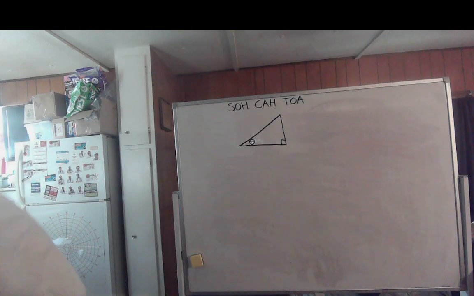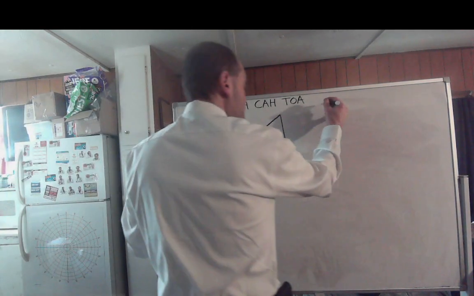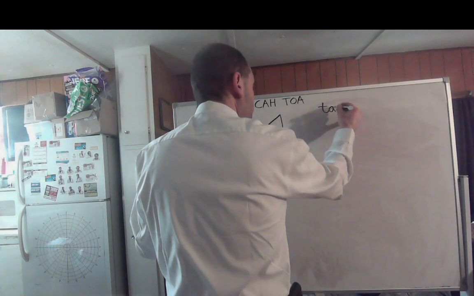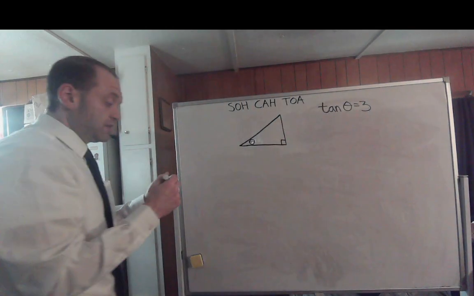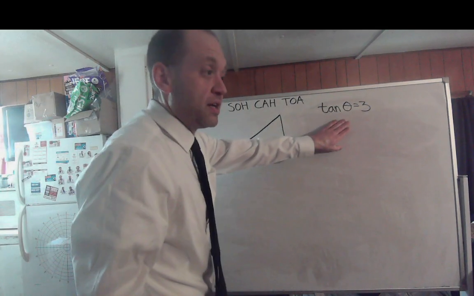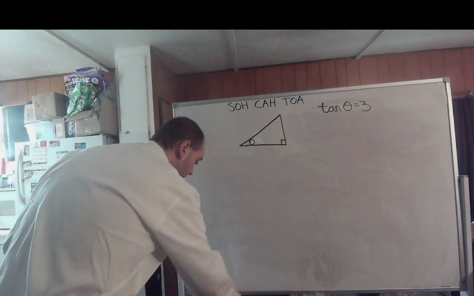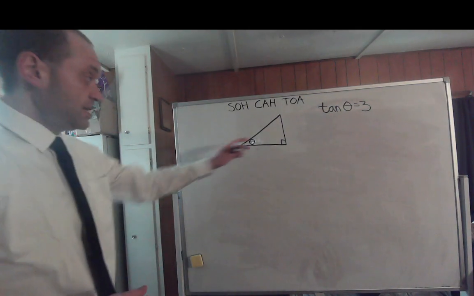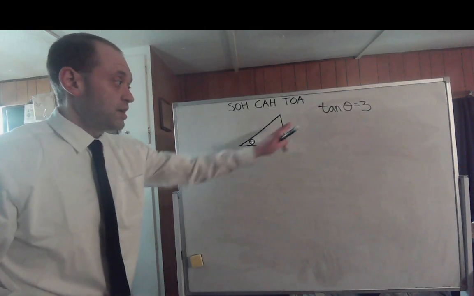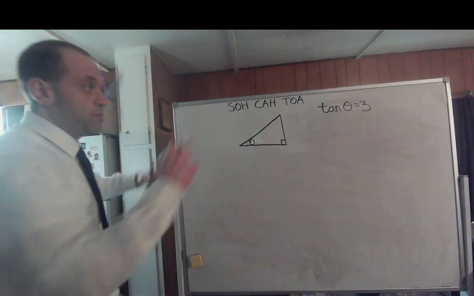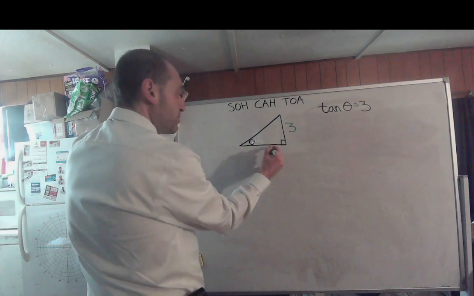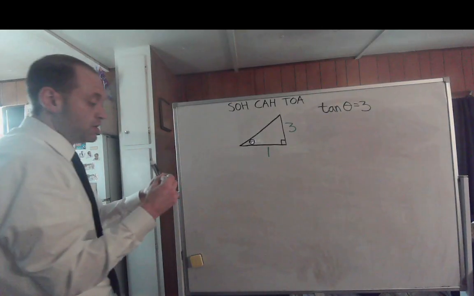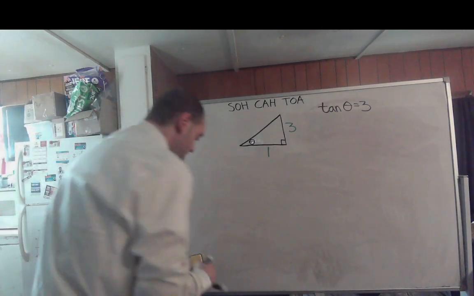So we have, this time, they just give you that the tangent of theta equals 3. All they give you is that the tangent of theta equals 3. You don't know anything else. Well, the tangent of theta is the opposite leg over the adjacent leg. So that would be the same as 3 over 1. So your opposite leg is 3, your adjacent leg is 1. What we don't know this time is the hypotenuse.